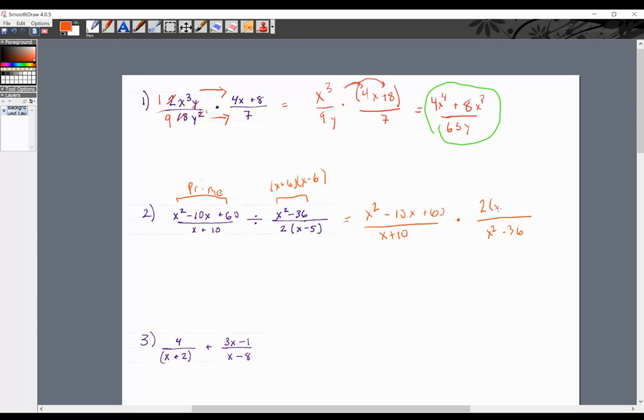2 times x minus 5 on the top. I suppose we could distribute this 2 if we wanted to, but we don't necessarily have to. I'm going to put the other terms in parentheses as well, just to remind myself that they all have to get multiplied together. So let's see, I have x squared minus 10x plus 60 times 2. I'm going to put the 2 out front because I can. x minus 5.